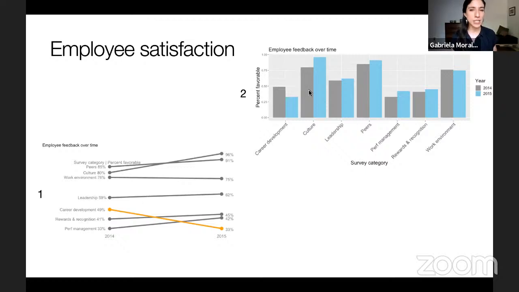So which one of these two would you choose to present these? Number one, Wilson, Eddie, number two. Okay, so number two is winning.